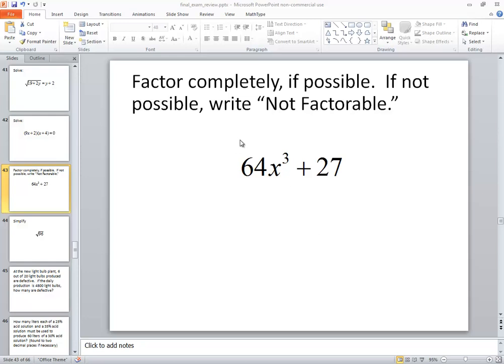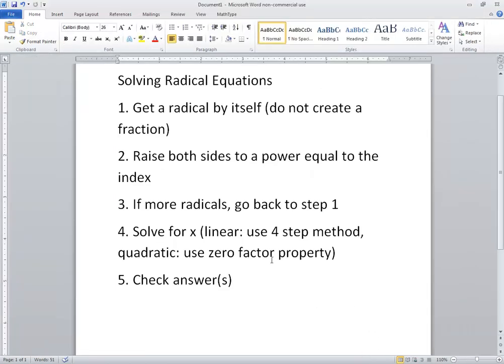In this problem, we want to factor this completely if possible. If not possible, write not factorable. Let's look at our different techniques for factoring.